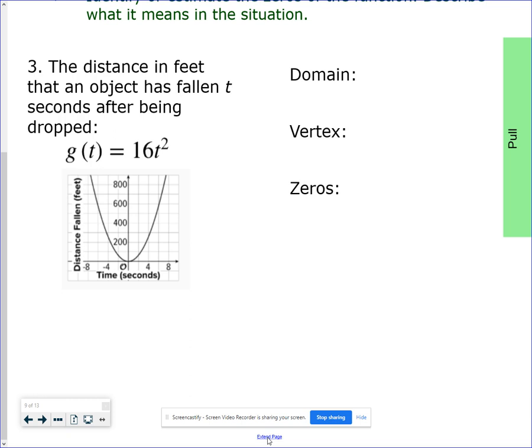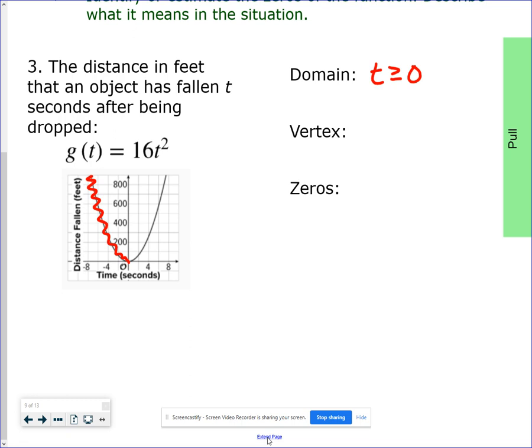The distance in feet that an object has fallen, however many seconds after being dropped. Okay, the domain again, thinking about what this actually means. Now remember, this is not the path of something that's fallen. It's talking about how far it has fallen. And when we're talking about time, I am not going to have a negative amount of time. I don't have negative t values here. This part of my graph doesn't make any sense. It can start exactly at 0, so my domain could be from 0 on, so the time would have to be greater than or equal to 0.